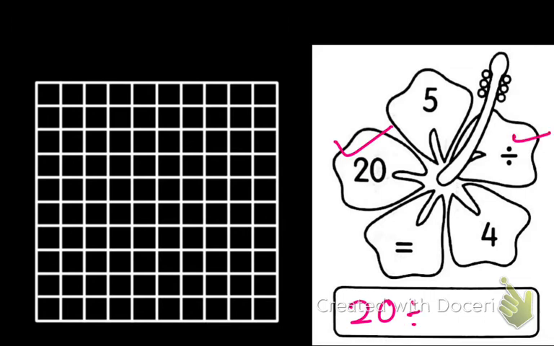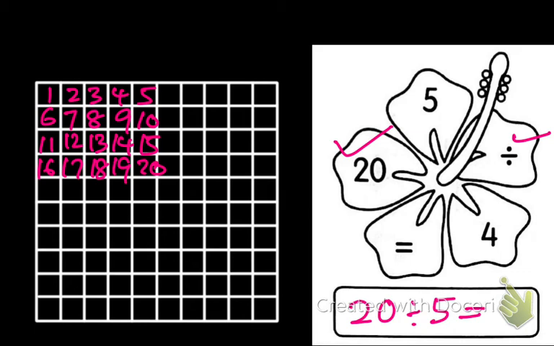Which one you want? Divide by 5 or divide by 4? Okay, let's try. 1, 2, 3, 4, 5. 10, 11. 16, 17, 18, 19, 20. Okay, 20 divided by 5 equals to 4 groups. 1, 2, 3, 4.